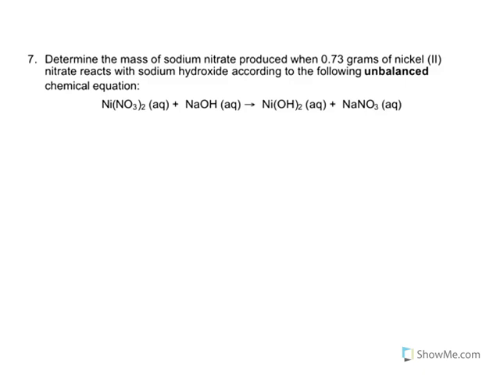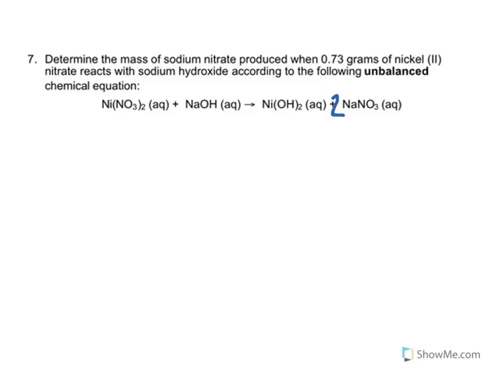Number 7, again, it says it's unbalanced. Let's go ahead and just balance it before we do anything. This one looks a little trickier to balance, maybe. I see NO3 together. I see NO3 together, so I'm going to balance that as a unit. On the left, there's 2 NO3s. On the right, there's only 1, so I'll put a 2 here.